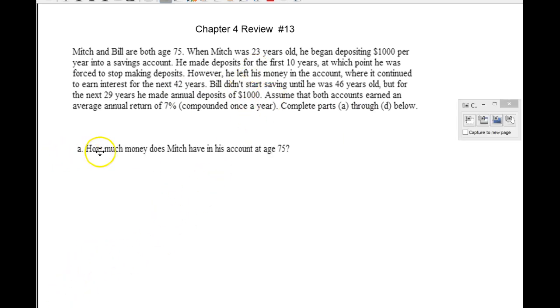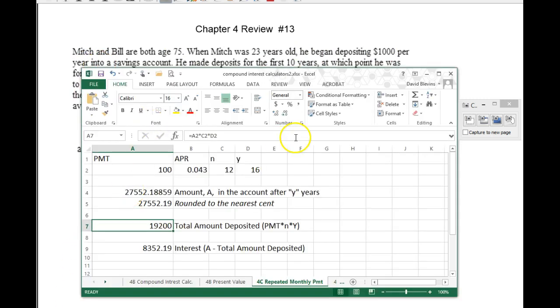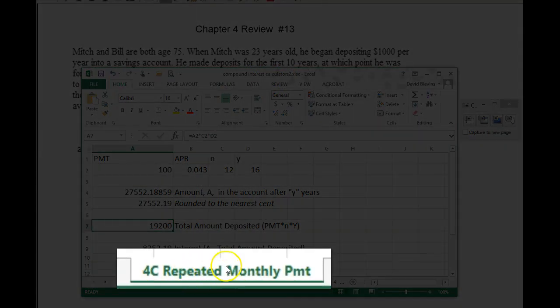So part A asks us, how much does Mitch have now in his account? So notice Mitch did this monthly deposit. Sorry, not monthly. $1,000 each year. So that's a repeated payment that he's doing, but he's only doing it once a year. On your spreadsheets, that's actually this one. It says repeated monthly payment because that's the most typical thing people do. And for your budget project, I named it that because that's what you're going to use for your budget project. But it's any type of repeated payment.